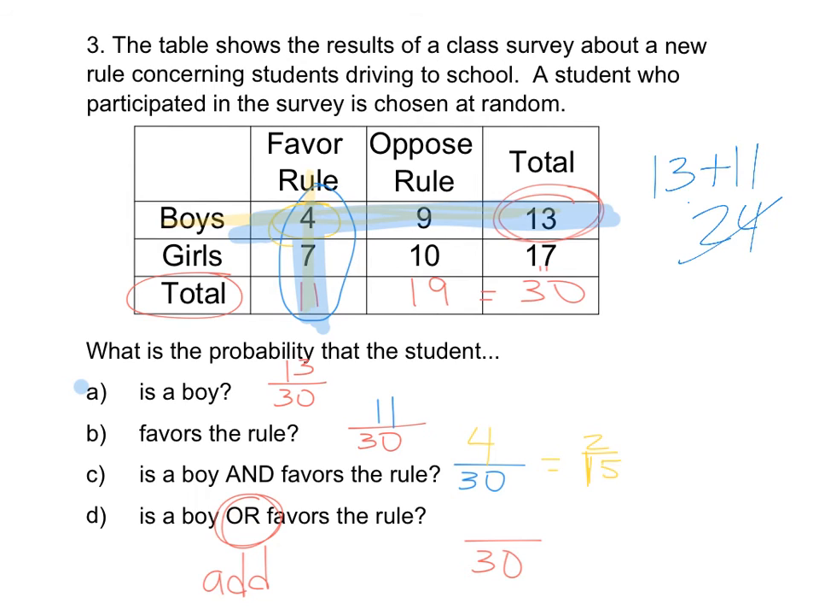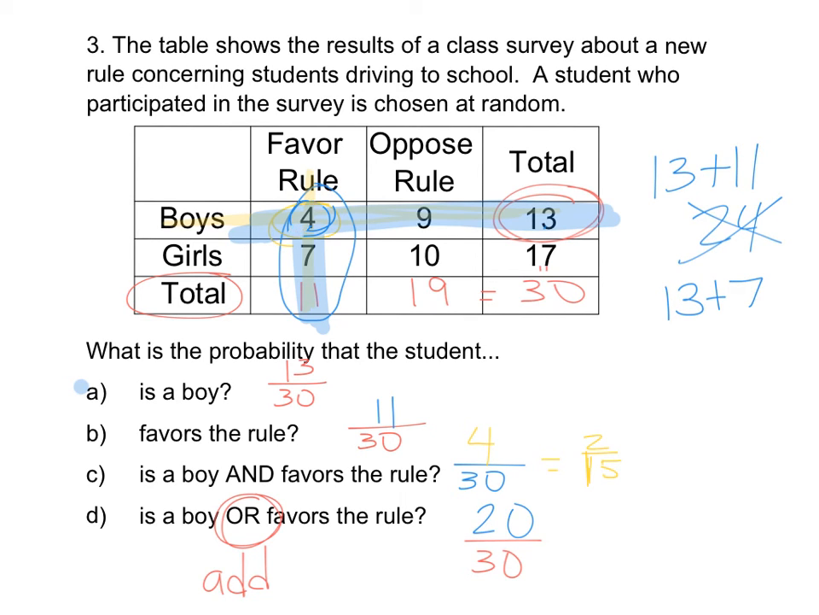24. That is wrong. Why do you think that's wrong? Because we're double counting these 4 people. Those 4 boys are being counted twice. They're in the total, and they're in the total boys and the total favor. So we're going to pick one of them, so 13 plus 7. So the answer is 20.